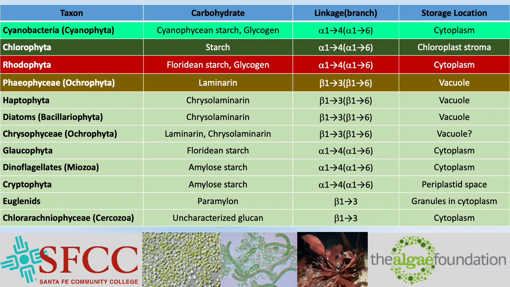Here's a summary of the starches, types of linkage between sugars, and the carbohydrate storage locations in the various algae phyla. Since many use the same starch and have the same carbohydrate storage location, why are they classified differently? Reserved sugars are not the only diagnostic feature used in classifying algae. We previously looked at pigments, and now we'll look at structural sugars.